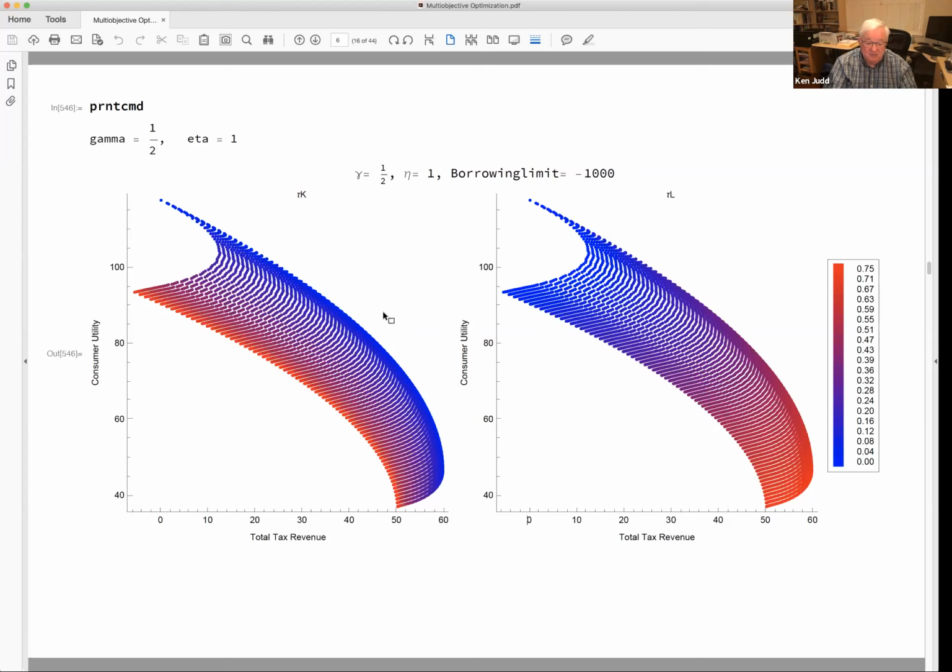So now, yes, maybe some of these points have a tax rate of 3% or 4%, but again, there's a lumpiness in this problem. But this picture, with the color scheme, kind of gets rid of that lumpiness and gives you what really is the economics message. This was gamma equals a half and eta equals 1, and barring limit, you can borrow.